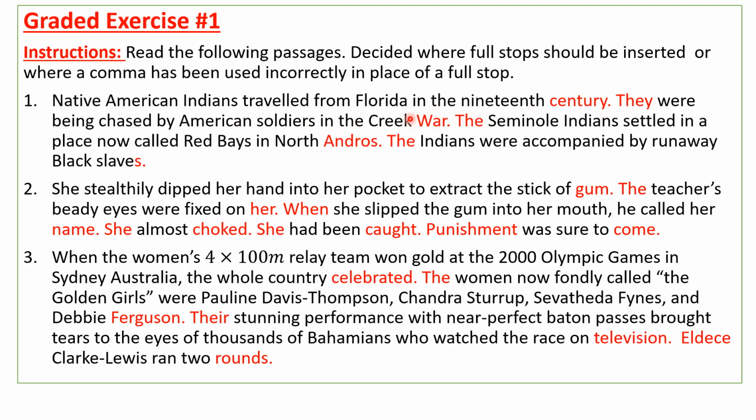Like, I scratched out my first one. I'd put a comma at first, but then I thought it didn't make sense. Then I see that you were right the first time. Okay, now let's see. The Indians were accompanied by runaway slaves. In North America, period. Yeah, that's right. The Indians were accompanied by runaway slaves. Good. That's the only thing you messed up.